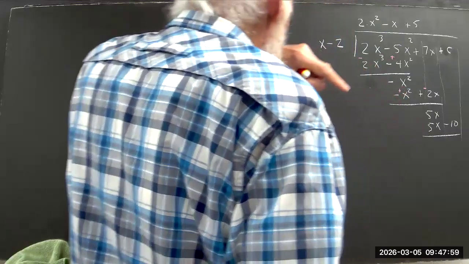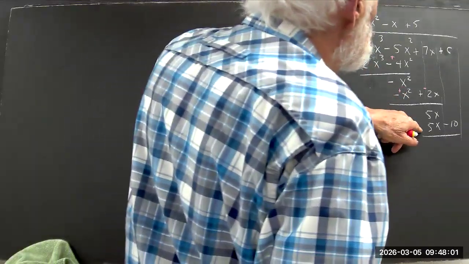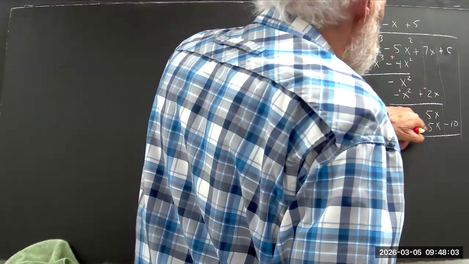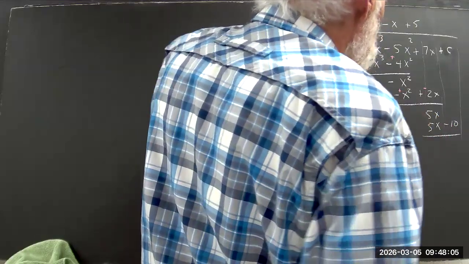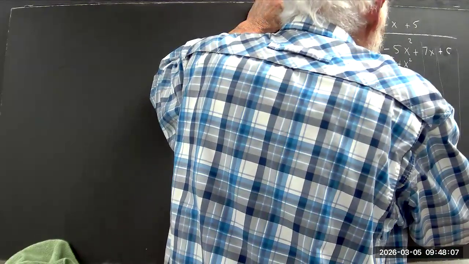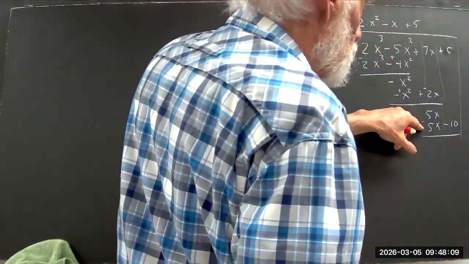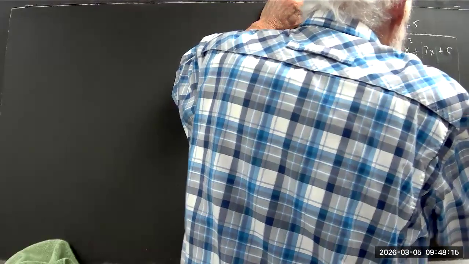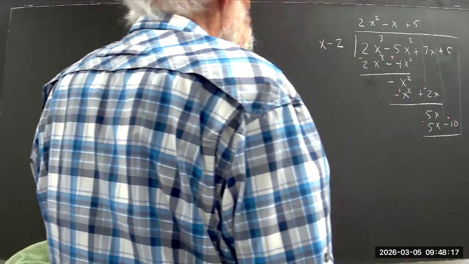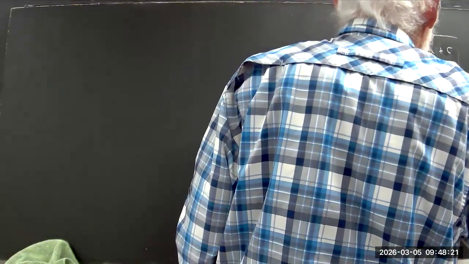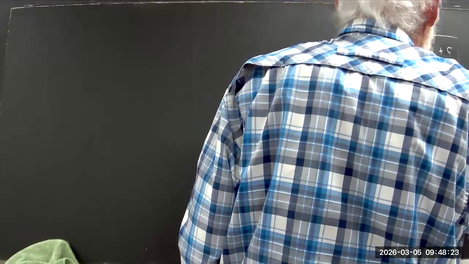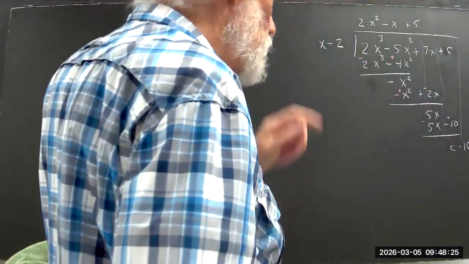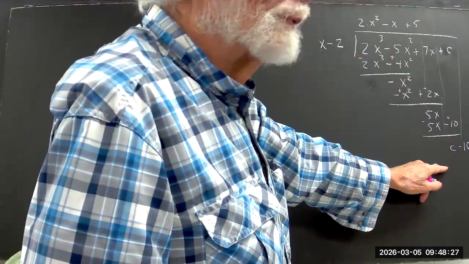So we're going to be subtracting 5x minus 10 from 5x. I'll put a little auxiliary negative sign on the 5x and a little auxiliary positive sign on the negative 10. And what do we get? We get c minus 10. Now that's our remainder.